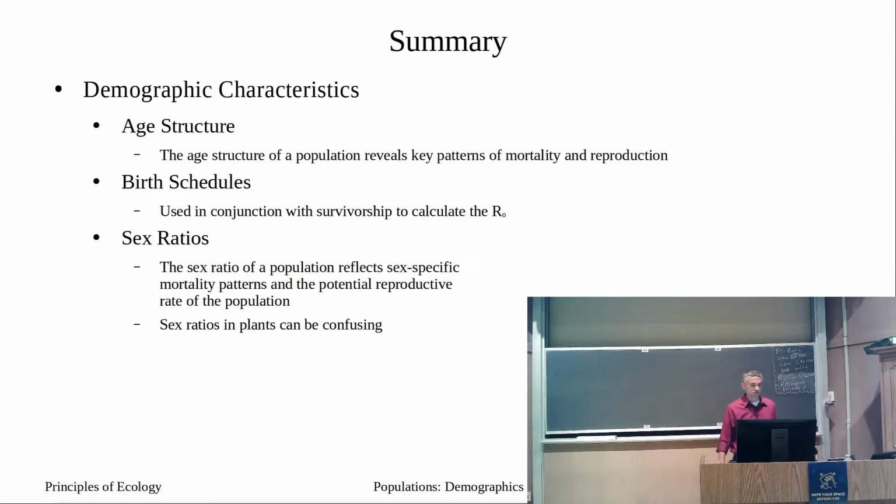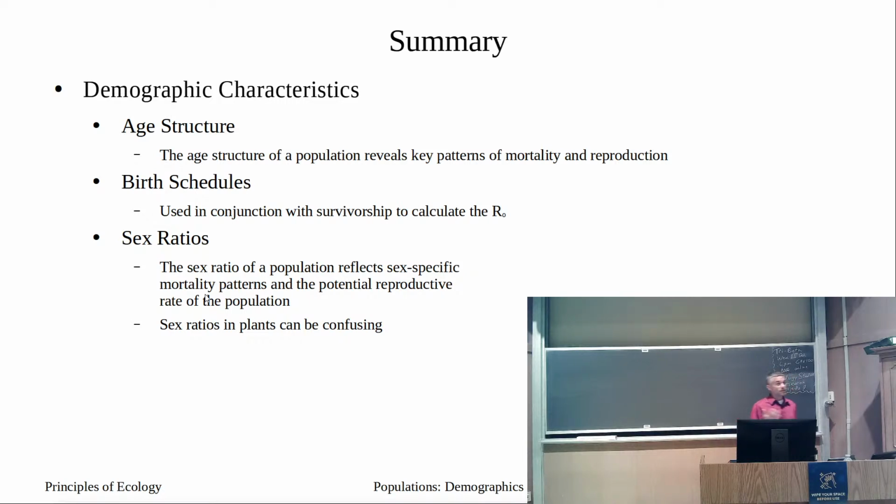And then we ended with sex ratios. The sex ratio of a population is going to reflect sex-specific mortality patterns. So if we start off with 50-50 sex ratios at the primary sex ratio, and then it keeps getting skewed towards, let's say, males or skewed towards females, it suggests we have some sort of mortality issue, or we could have some differential mortality happening that's skewing our population. These ratios also reveal the potential for reproductive rate, reproductive growth.